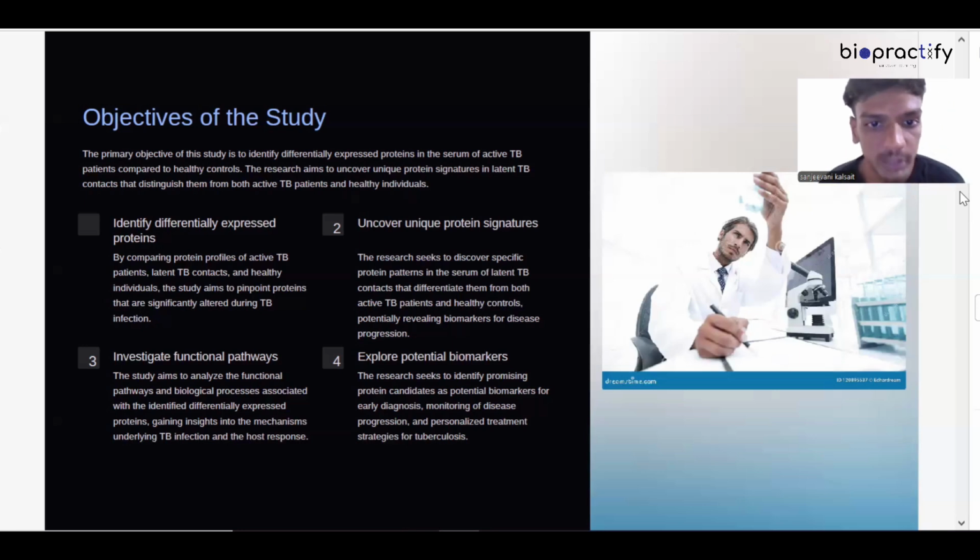Next is explore potential biomarkers. The research seeks to identify promising protein candidates as potential biomarkers for early diagnosis, monitoring disease progression, and personalized treatment strategies for tuberculosis.